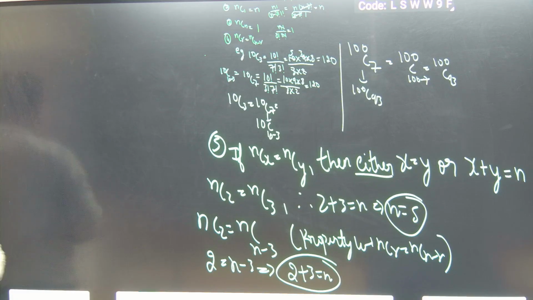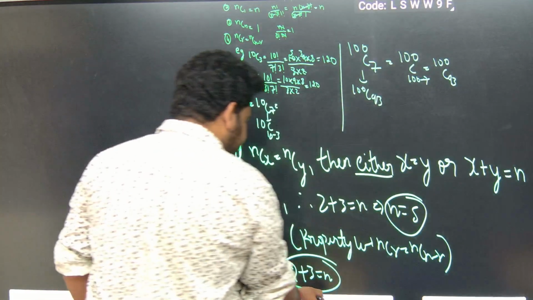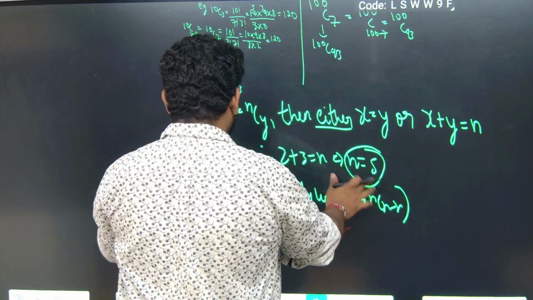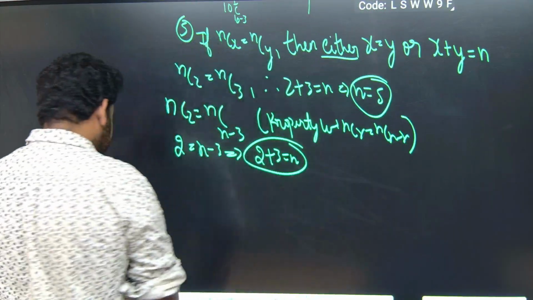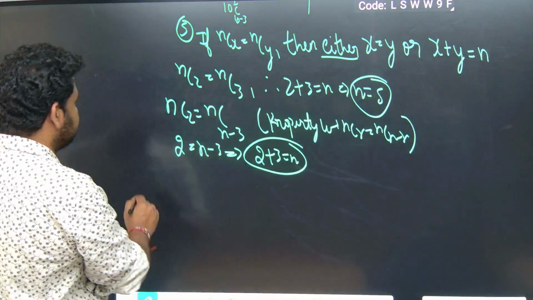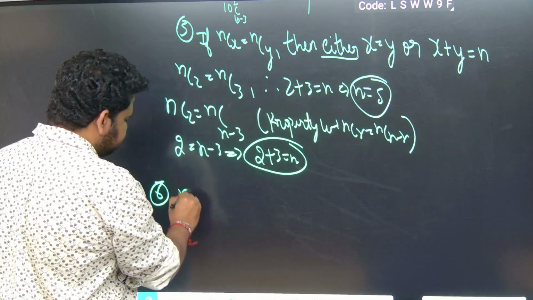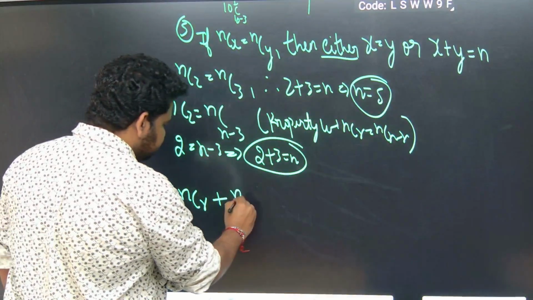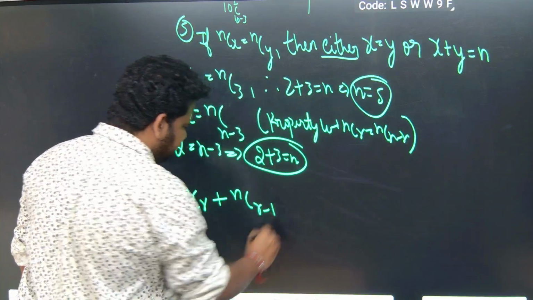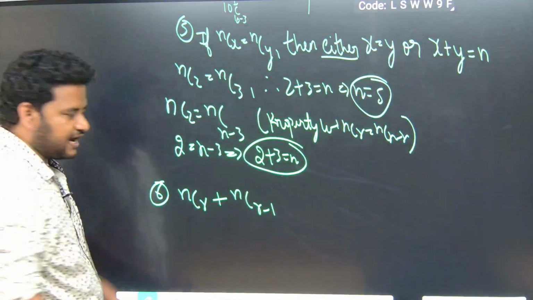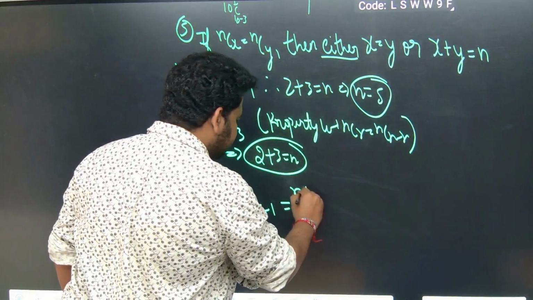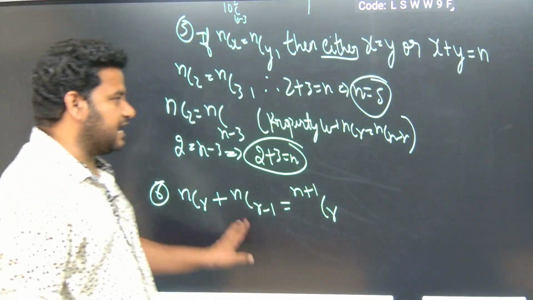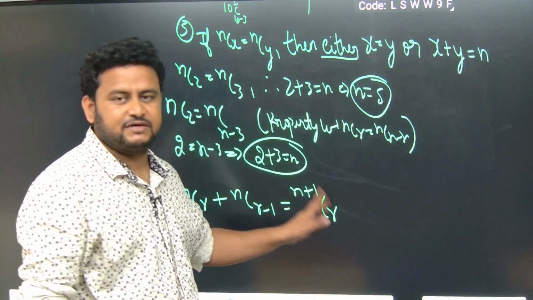Okay. Now let us go to the sixth property. I can also call this the consecutive property. So this is nCr plus nC(r minus 1). Please pay attention, nCr plus nC(r minus 1) will give us (n plus 1)Cr.